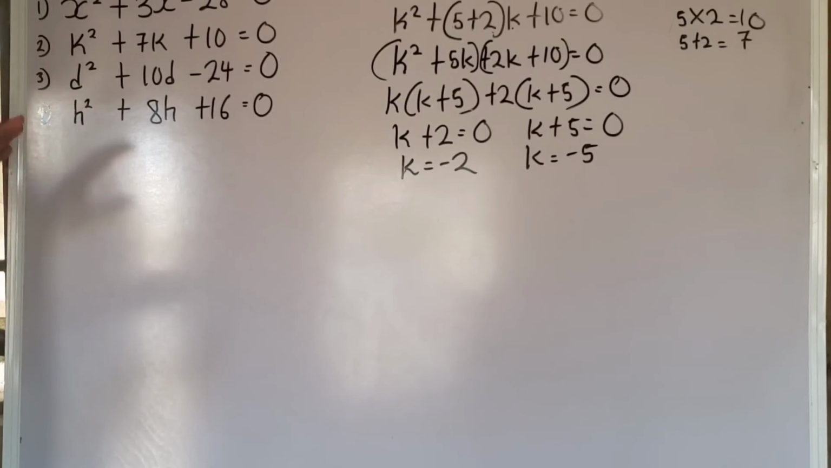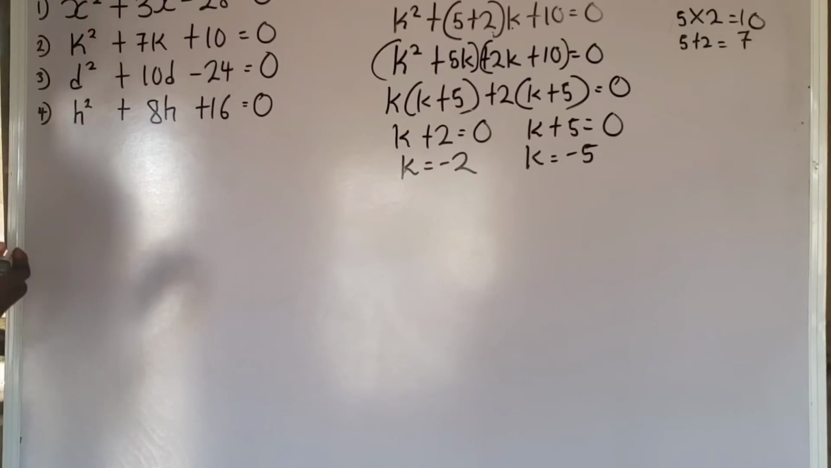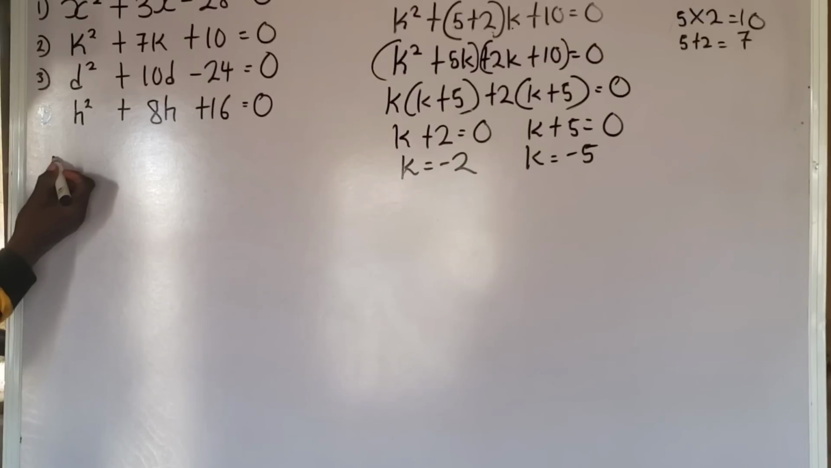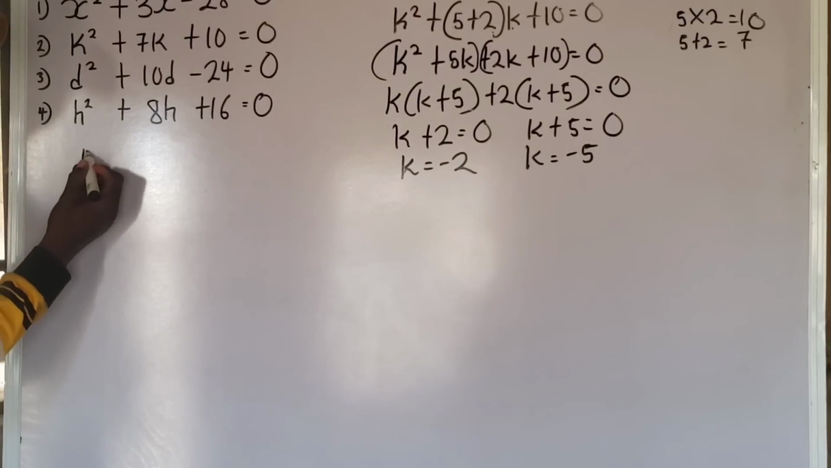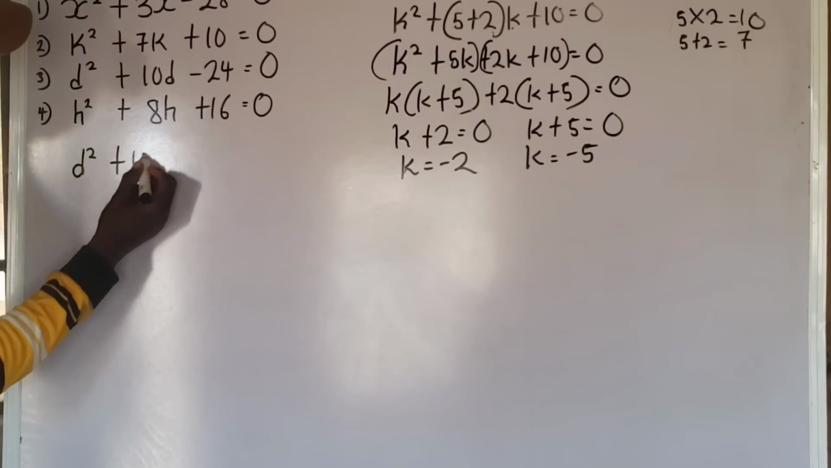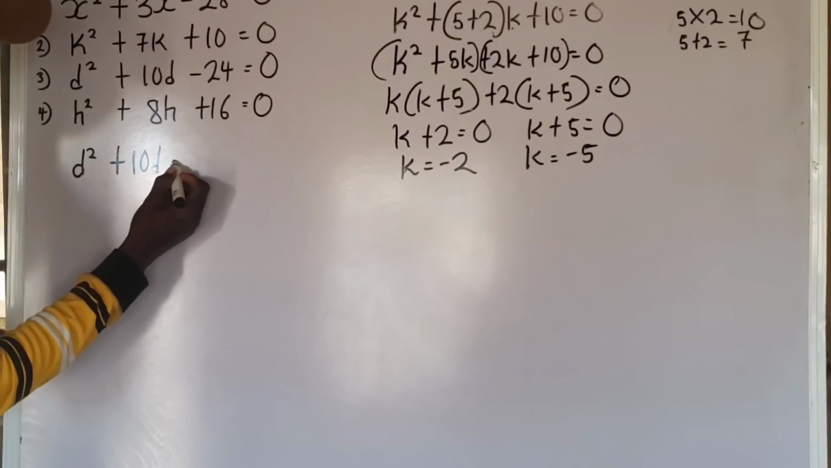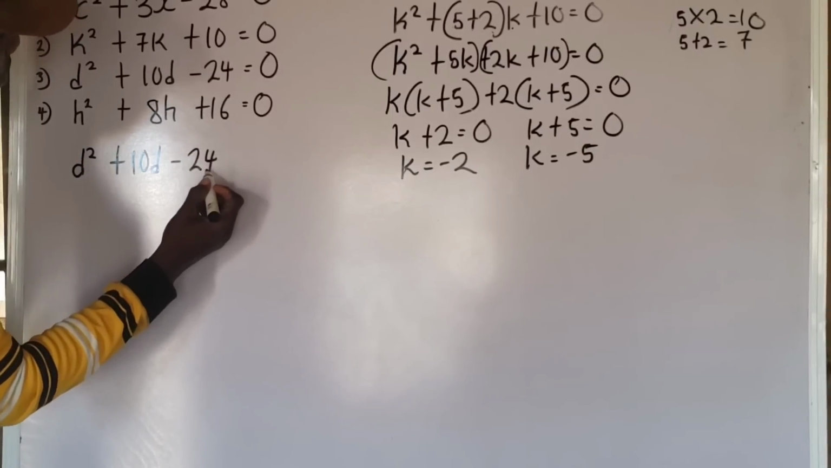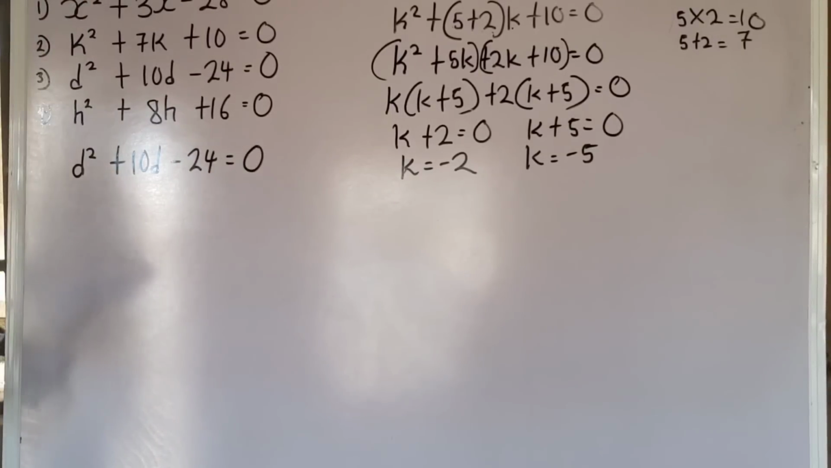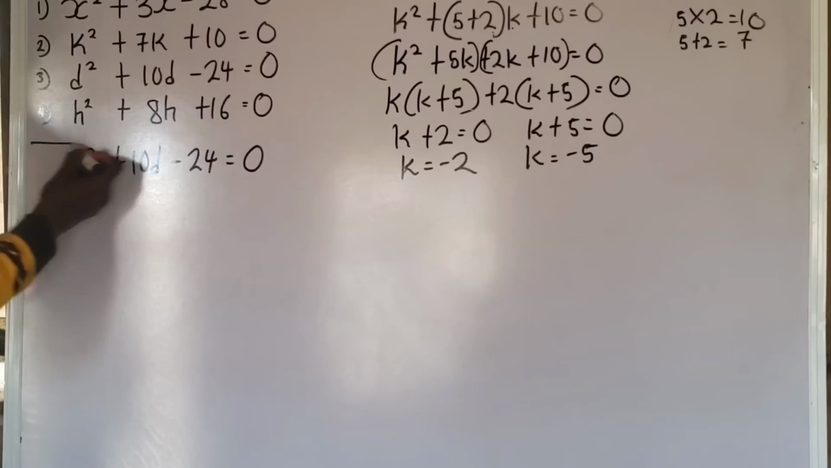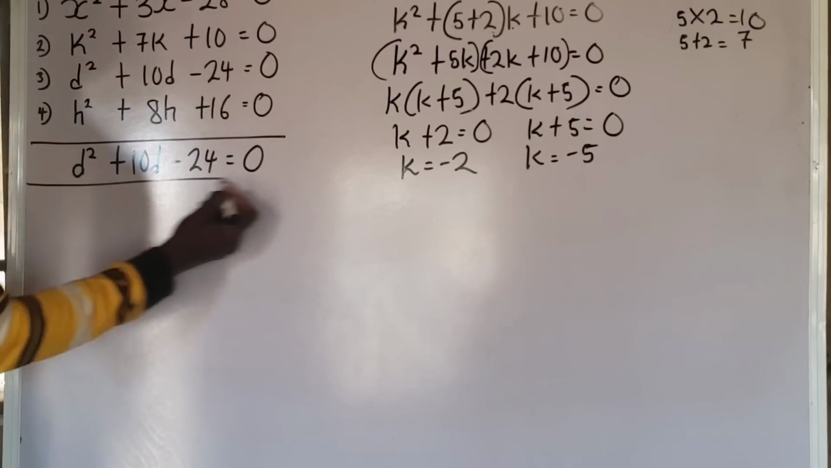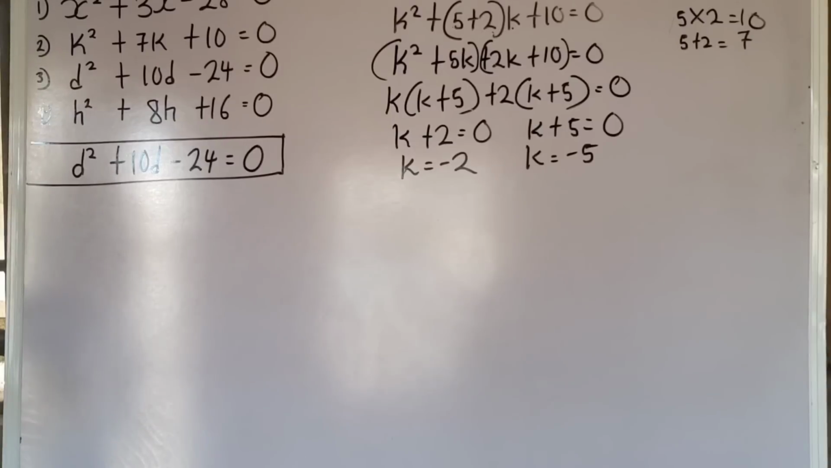Okay, now let us do the third question. The third question is d squared plus 10d minus 24 equals 0. Now, how do we solve this quadratic equation?